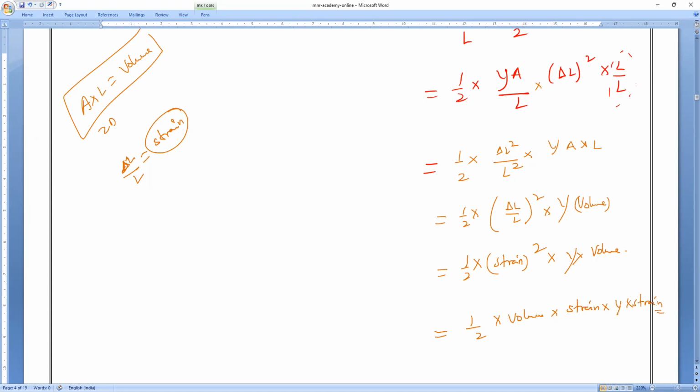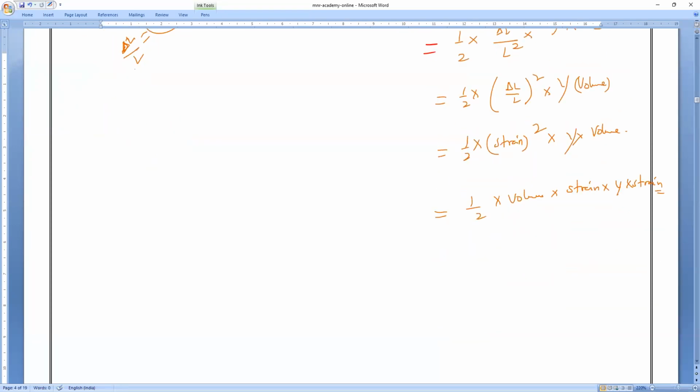Any doubt in this? You can ask. Can you write it like this or not? Clear? Yes. So we can write volume into strain into stress. Now if you all observe very carefully, we all know half into volume, no problem, and one strain is also no problem. Normally Young's modulus is equal to stress by strain, that is the formula. So from that, strain into Young's modulus is equal to stress.